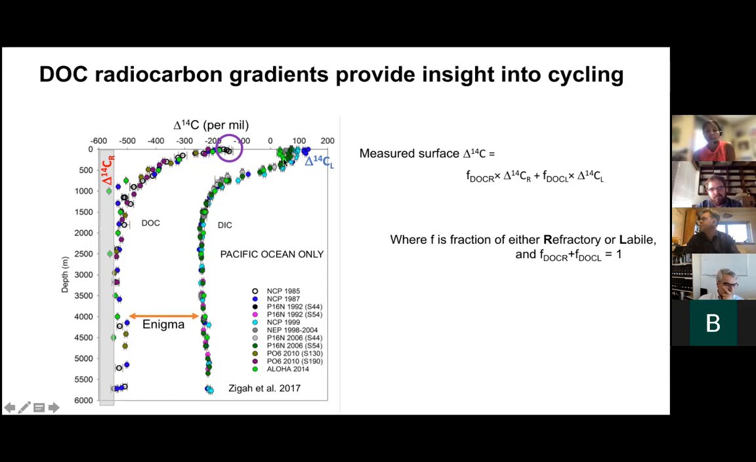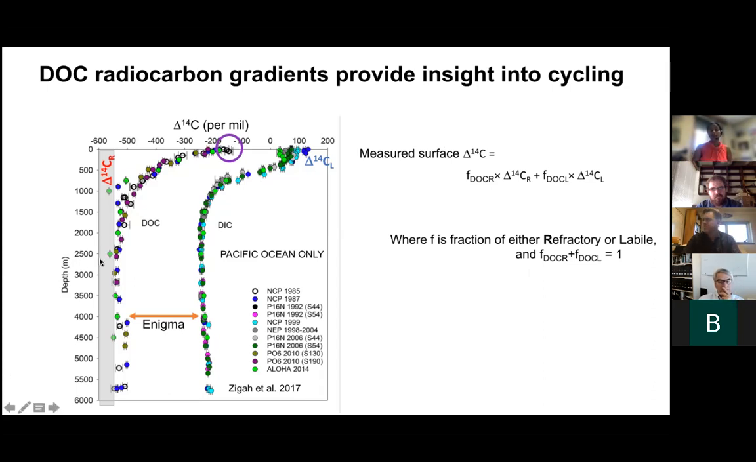And then that is mixed with carbon that's produced recently from the surface ocean, so just a two end member model, and the F's here are the fraction of refractory or the fraction of labile based on concentration profiles. If you mix those together, you can basically reproduce the value that's actually measured at the surface, and then as you decrease the contribution from the labile component with depth, that's what brings you to these more depleted values at depth.